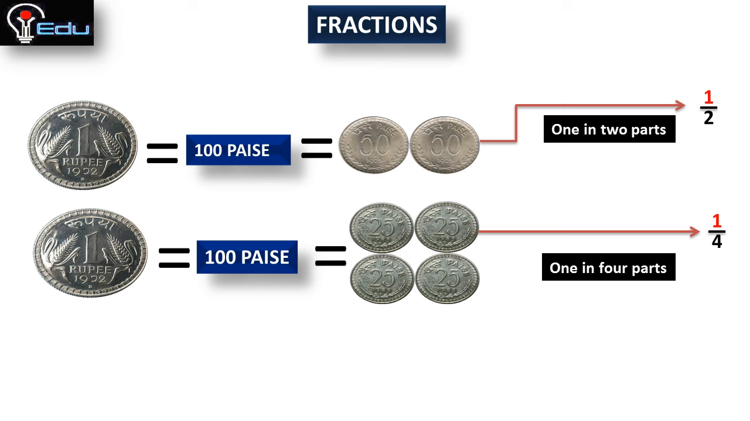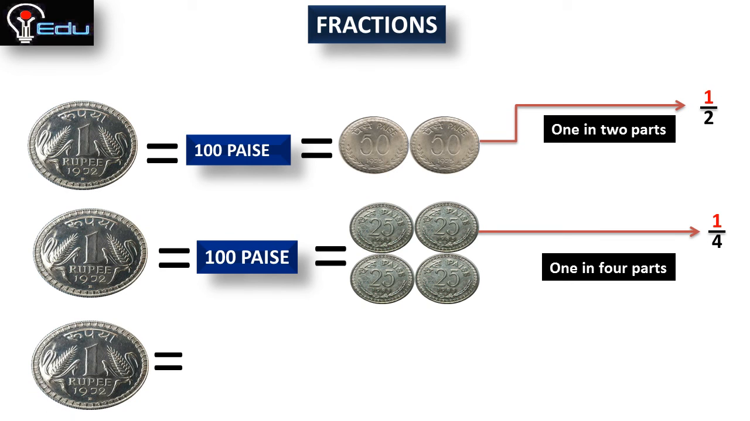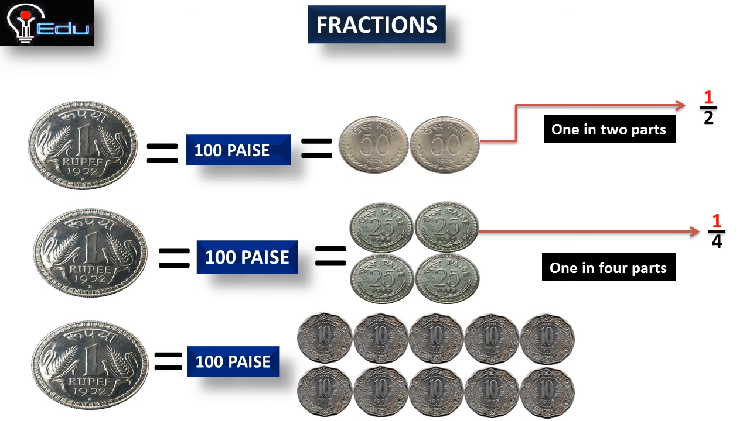Similarly, if we require further division, for example, 1 whole rupee is divided into 10 equal parts, that is 10 paisa each in 10 parts. 10 into 10 paisa is equal to 100 paisa, meaning 1 rupee. So each 10 paisa is represented with 1 by 10, so 1 in 10 parts. So these are the real life applications of fractions.